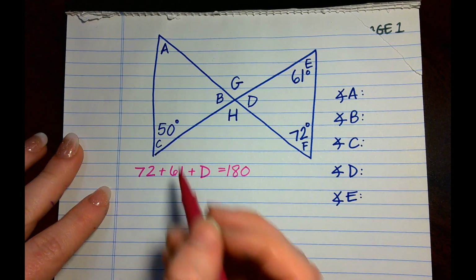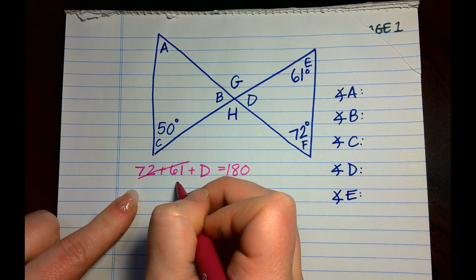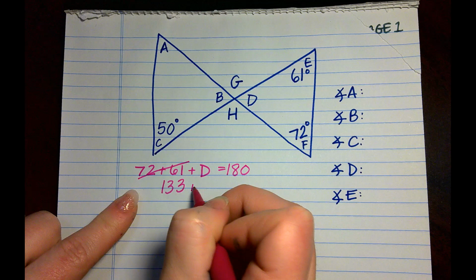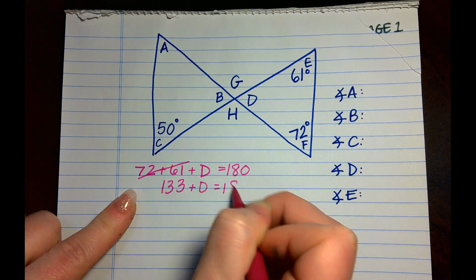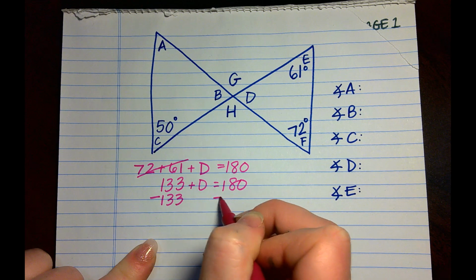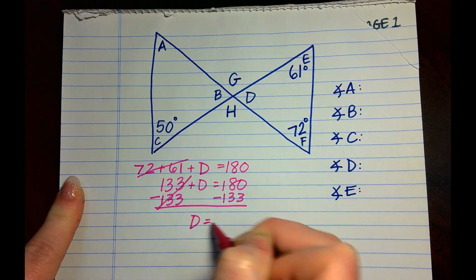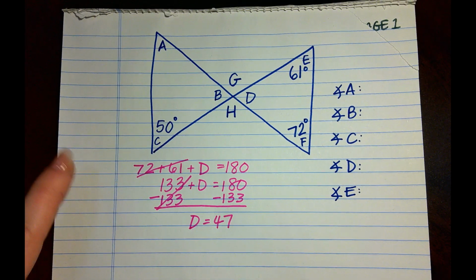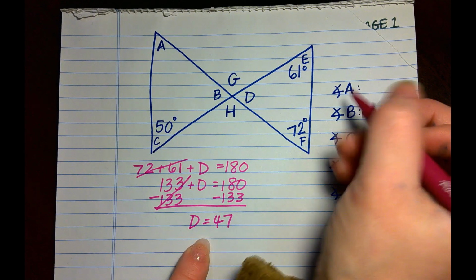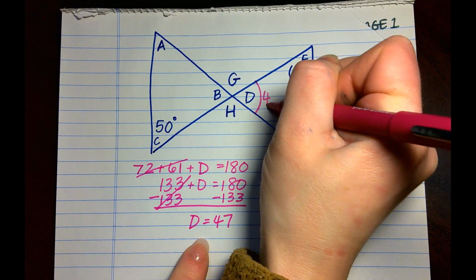Add numbers together. Yeah, let's combine our like terms, 72 and 61. 133. 133 plus D equals 180. D equals 47. Okay, you said 47? Yeah. D equals 47. Isn't that great? So let's write that in. I know D is 47.